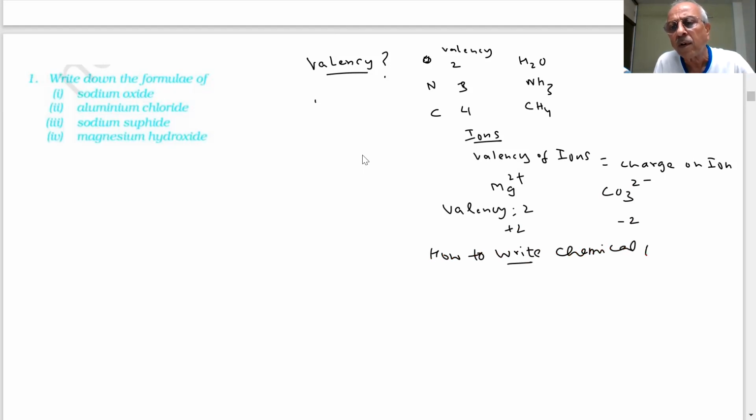Very important. This is what we use throughout our life: 10th, 11th, 12th, BSc, MSc, PhD, research, everywhere we use formulas of compounds. But I can't write the formula arbitrarily. There has to be some method of writing chemical formulas. In this class, we have been teaching you how to write them. I showed you a very simple trick, the crisscross method, where we balance the valencies. That is how we write chemical formulas.